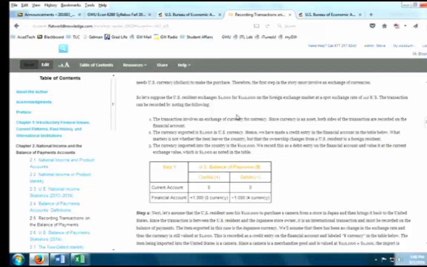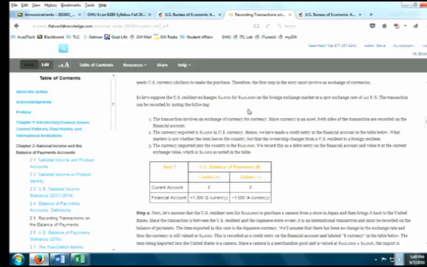Okay, so a U.S. resident exchanges $1,000 for 112,000 yen. The exchange rate here, obviously, is 112 yen per dollar. Now, you might say, well, we don't actually exchange with a Japanese resident. If I want to get yen, I would go to the bank down the street, and they would give me yen. I don't actually deal with a Japanese resident at all. Why do I have to make this distinction?